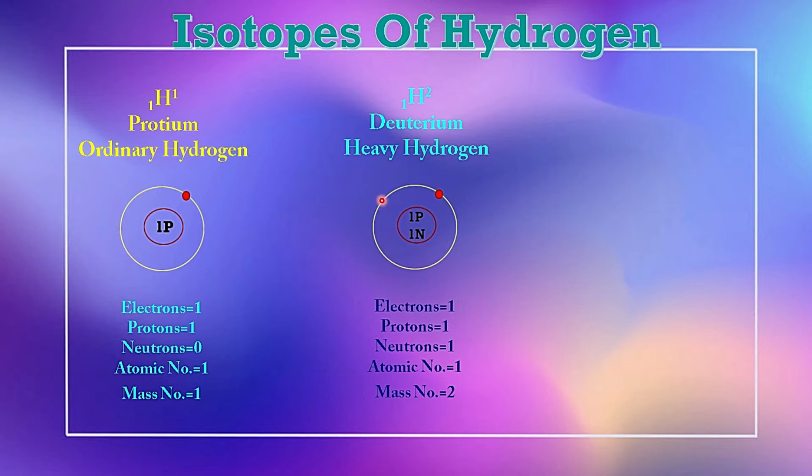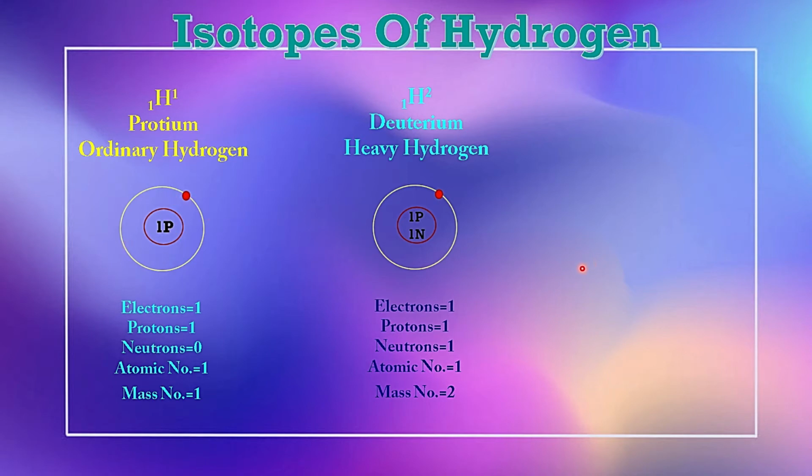So now these two are isotopes of hydrogen because they belong to the same element, but they have different numbers of neutrons. One has 0 neutrons, another has 1 neutron, and they have different mass numbers also. But the electrons and protons are the same, the atomic number is the same, therefore their chemical properties are the same. Their electronic configuration is the same: one electron in the first shell, here also one electron in the first shell. But their physical properties are different because the mass of this hydrogen is more than the mass of the other.